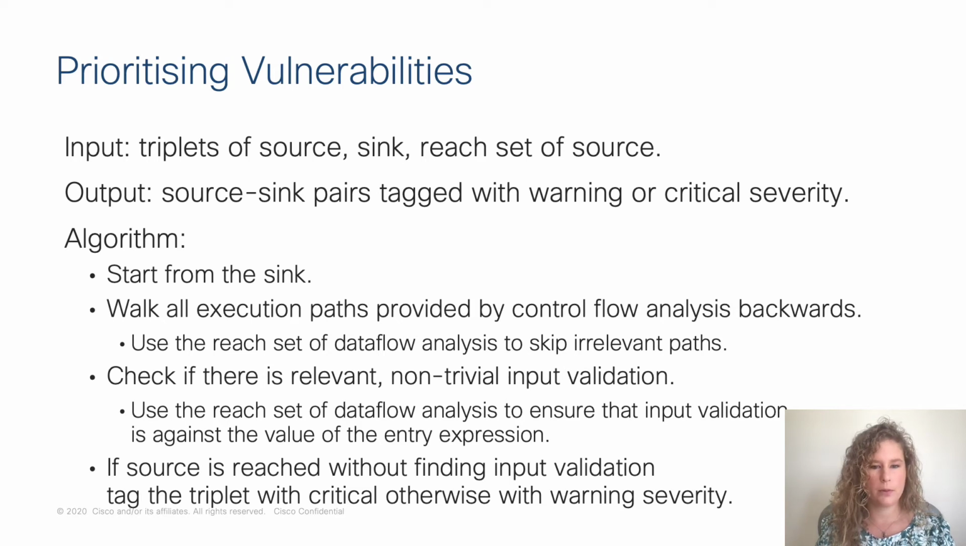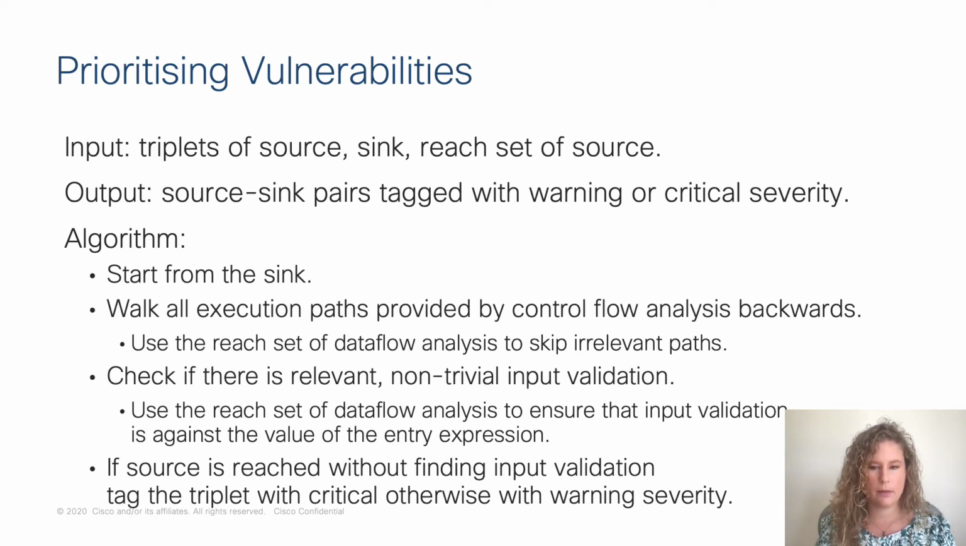Okay, the algorithm goes as follows. Now later I will show you examples, but let's go through the algorithm first. So we are going to start from the sink, and we are going to perform a backward search on the execution path provided by the control flow analysis. We need to be careful with branchings because we need to explore all possible execution paths.